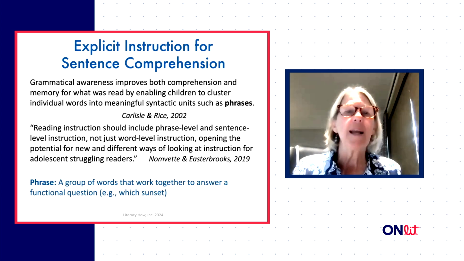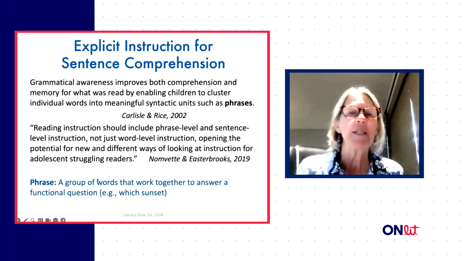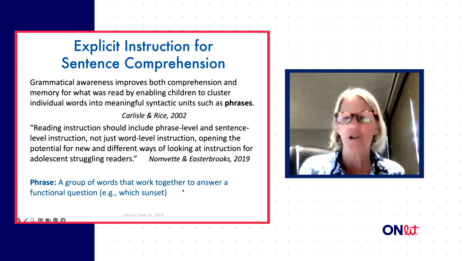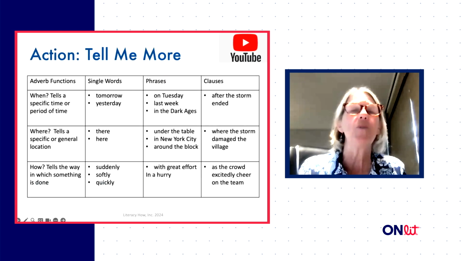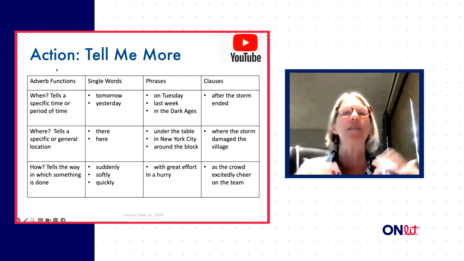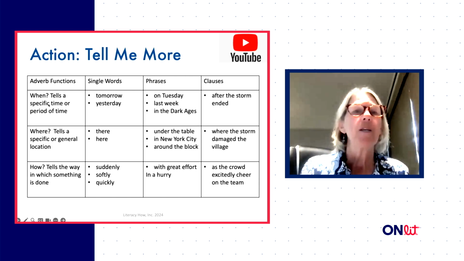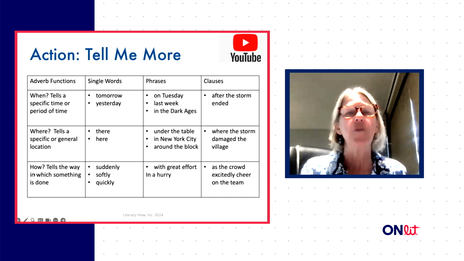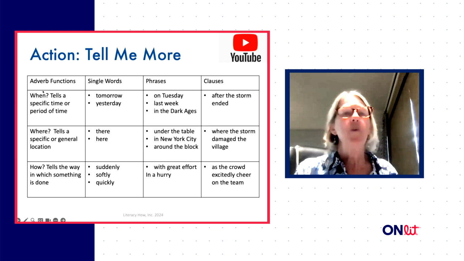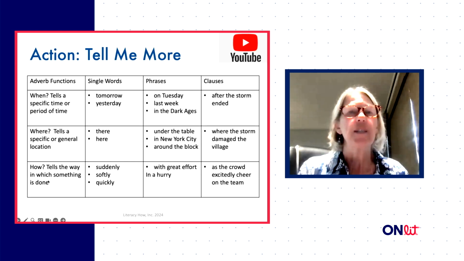I'm showing this slide again because here I want to focus on these groups of words that work together to answer a functional question. Because when we get into adverbs, and that's what we're going to talk about next, we talk about adverbs telling us more about the verb. That's the function of an adverb, right? So it answers the questions when, where, how. It can also answer the question why, but we're going to stick with these three questions initially.